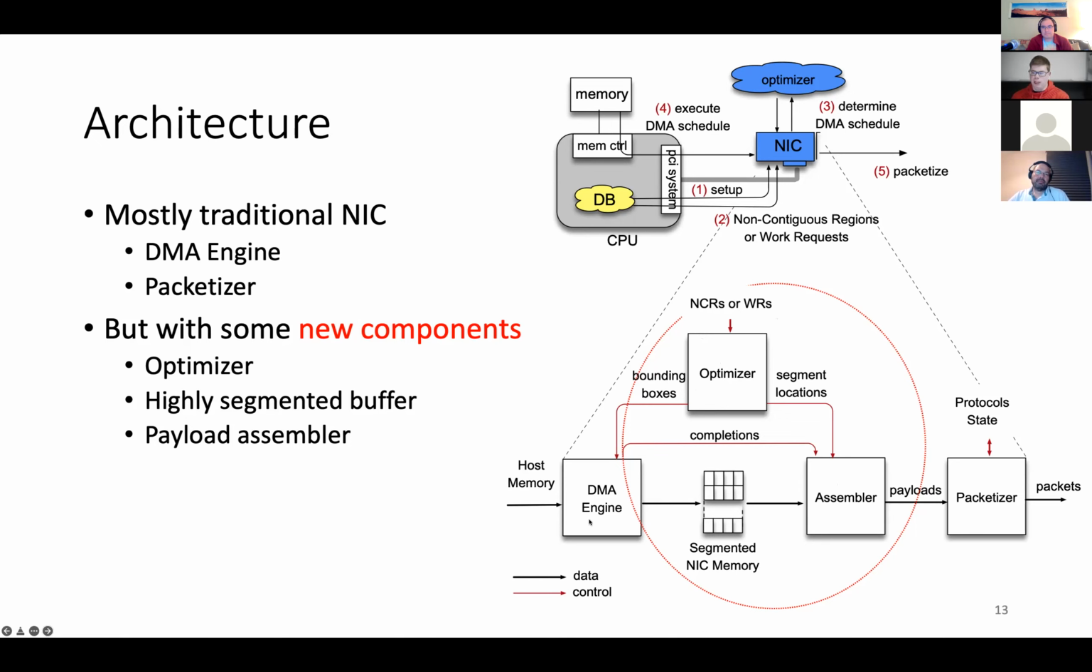Once the DMA engine fetches the data, it puts it into segmented memory and gives the assembler a completion, which then knows where the data is and can assemble the payload of a packet that is then sent to the packetizer.